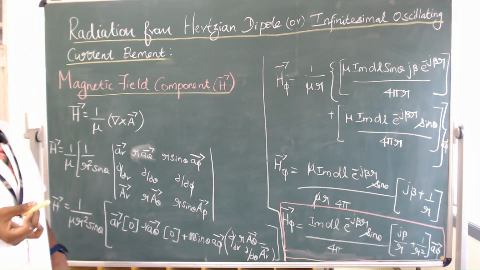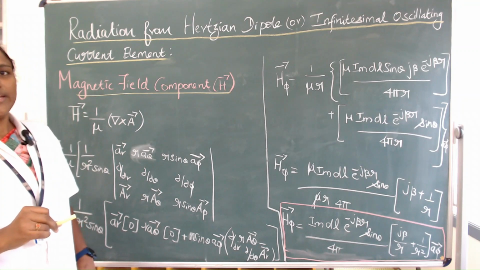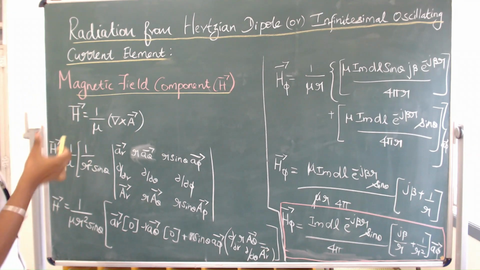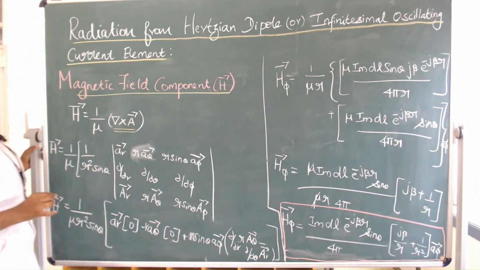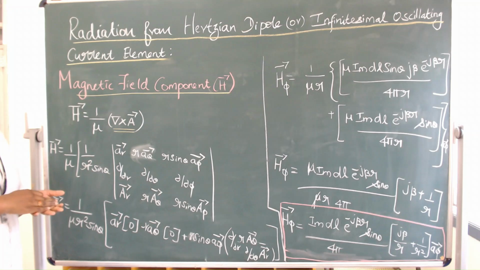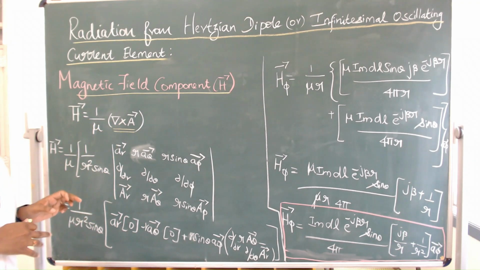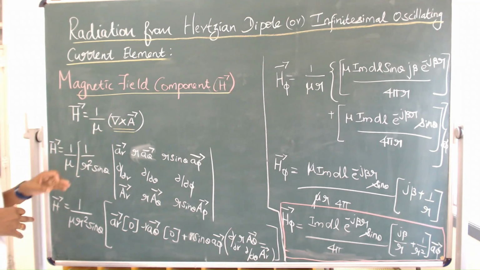So previously we have obtained the potentials A_r, A_theta, A_phi. From that we will be obtaining the magnetic field component, the H vector. The H vector can be obtained by applying curl on the A vector. The curl is applied on the A vector in order to obtain this magnetic field component. So H equals 1 by mu multiplied by del cross A.